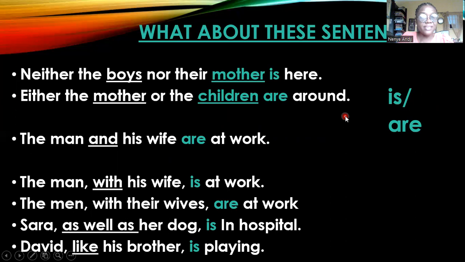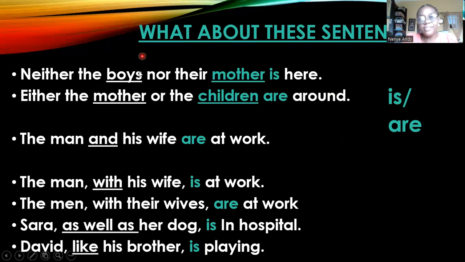Let's still look at this. Neither the boys nor their mother is here. Either the mother or the children are around. Wow, look at that. One side is plural, the other side singular. One side is singular, the other side plural. That's a mixture. What do we do when we mix both the plural and the singular?